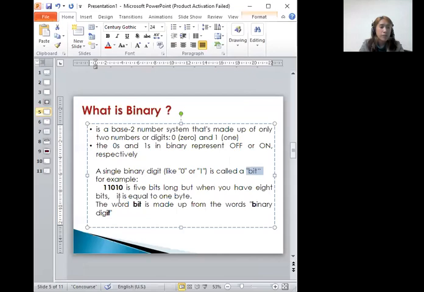Okay, but for example, if you have 11010, it is called 5 bits long. But when you have 8 bits, if we're going to add 3 more digits here, it is equal to 1 byte. For example, 11010110, so 8 bits na siya. Ang tawag na po dun is 1 byte. And the word bit is made up from the words binary digits. So that is the binary.